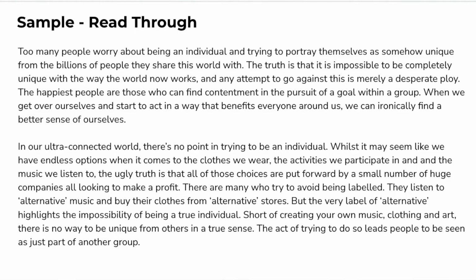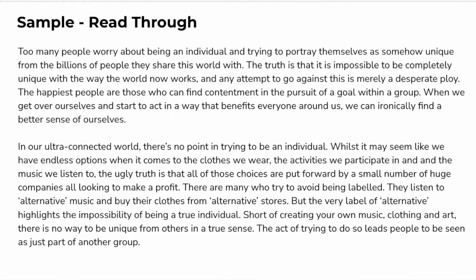In our ultra-connected world, there's no point in trying to be an individual. Clear statement again. It's making sure that developing that point of view is just coming through loud and clear. Whilst it may seem like we have endless options when it comes to the clothes we wear, the activities we participate in, and the music we listen to, the ugly truth is that all of those choices are put forward by a small number of huge companies all looking to make profit.